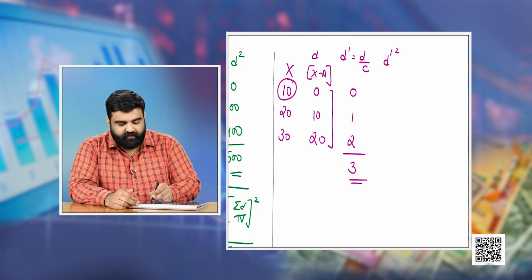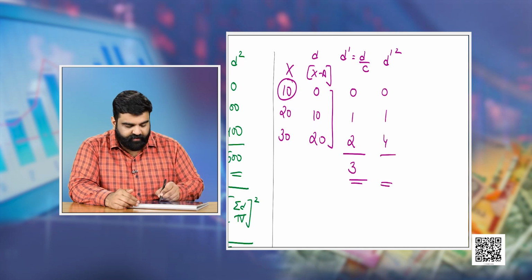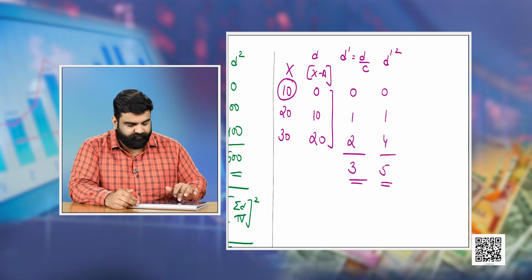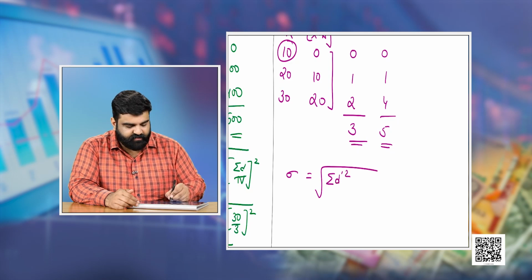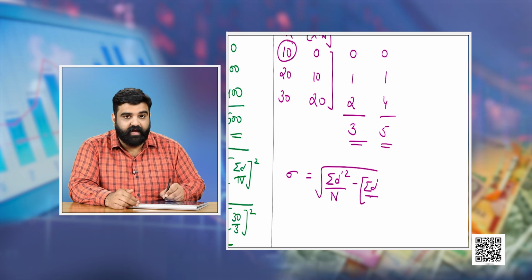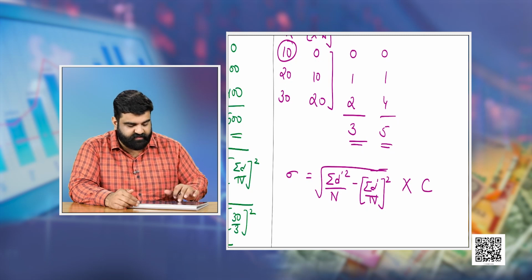Now, let us calculate d dash the whole square. So, we have 0, we have 1 and we have 4. The total to this will be 5. Now, let us apply the formula. The formula is sigma d dash square by n minus sigma d dash by n the whole square and multiplied by c. There is no square root on c.